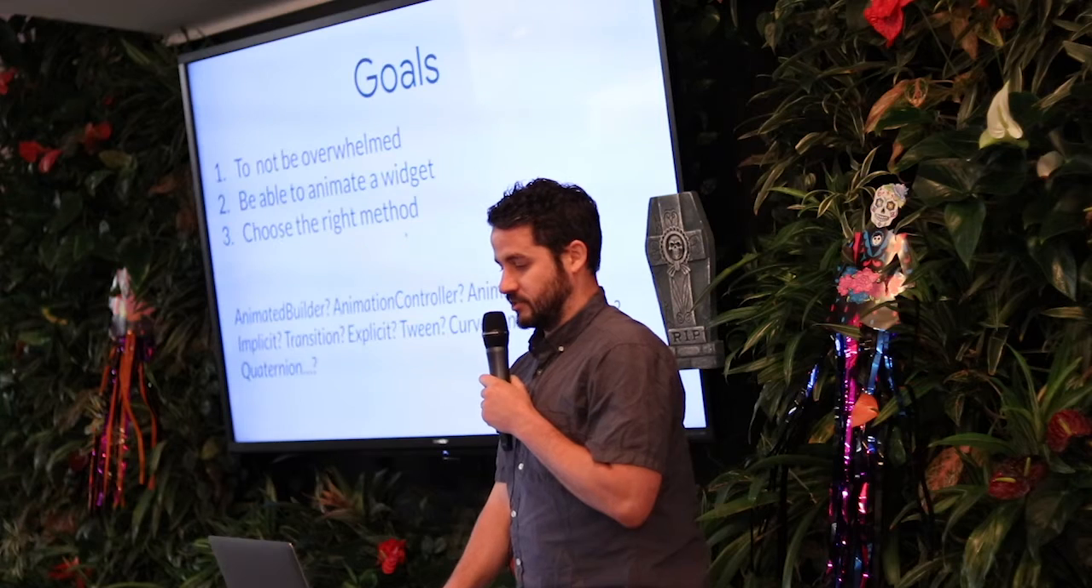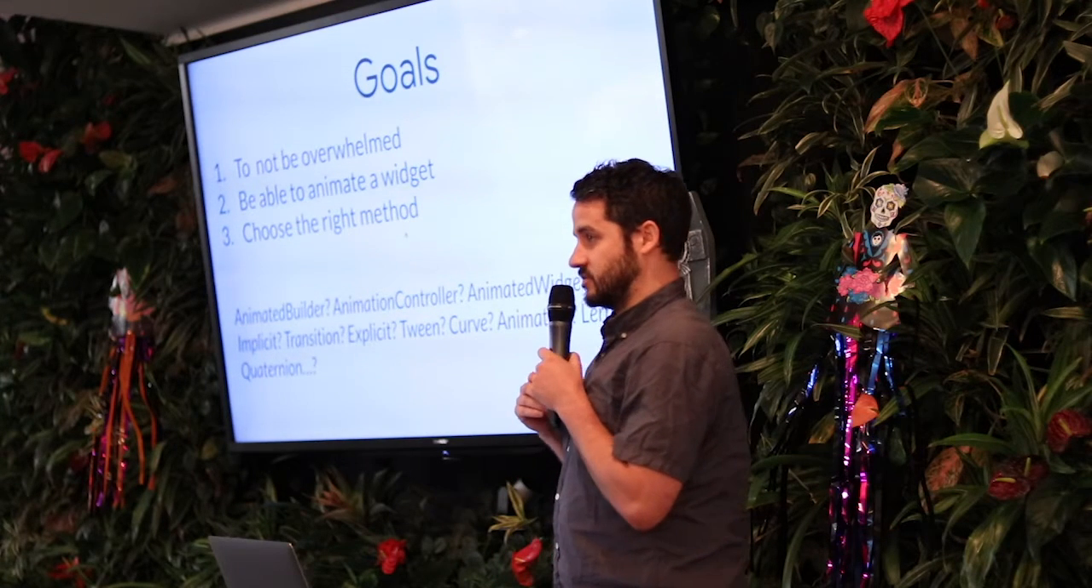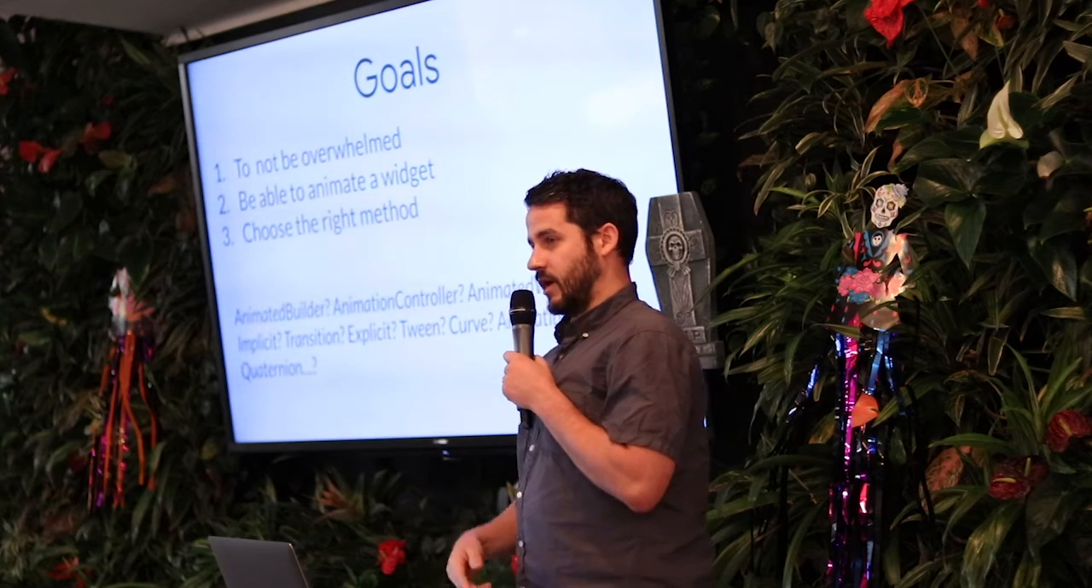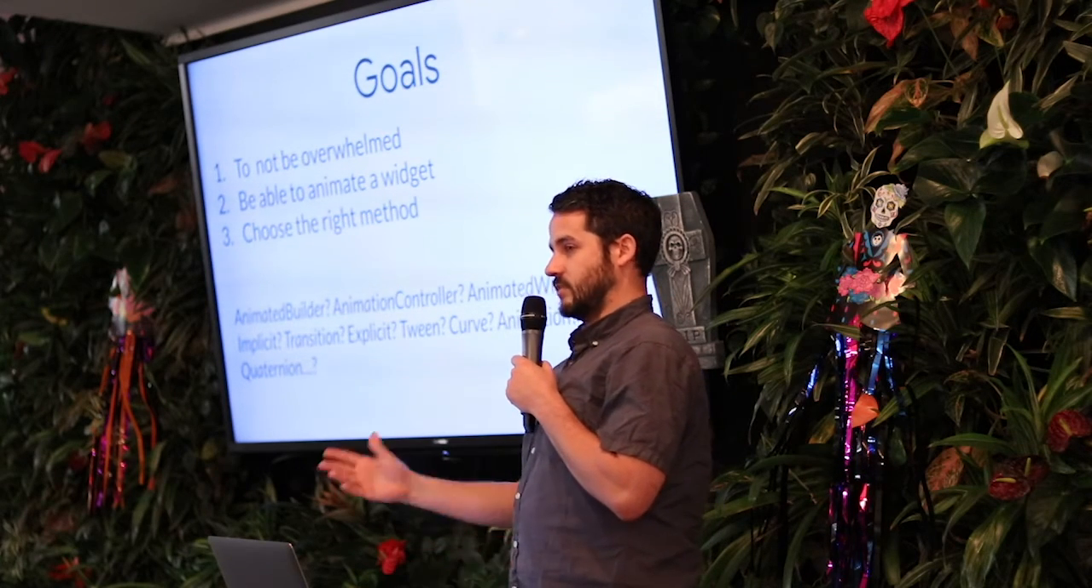So yeah, I'll just get right into it. The goals for this talk are, one, not to be overwhelmed by the number of different ways there are to animate something in Flutter, because there are quite a few. And two, after this talk, hopefully you'll be able to animate something, anything. And of course, you'll do it by choosing the right method to do so. At the bottom here, I just have a bunch of terms that I'm not going to define right now, but maybe we'll see some of them as we go through the talk, and they'll make more sense at that time.